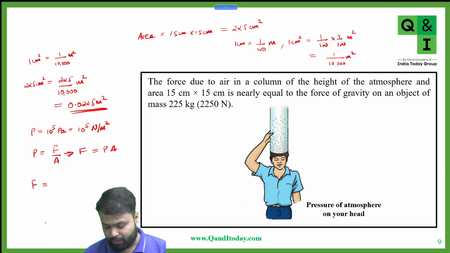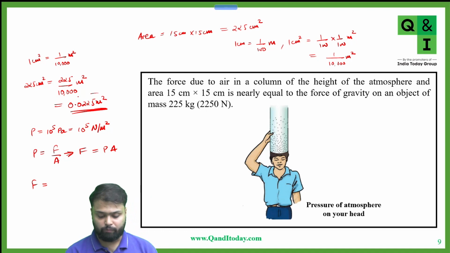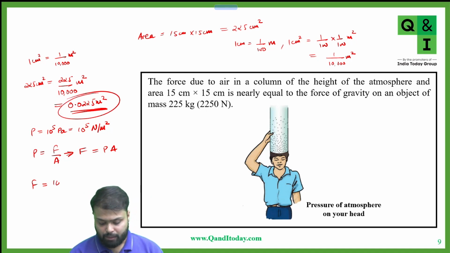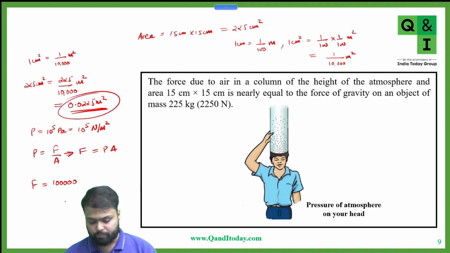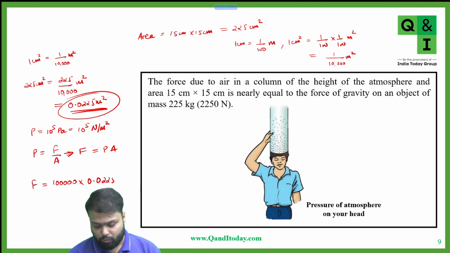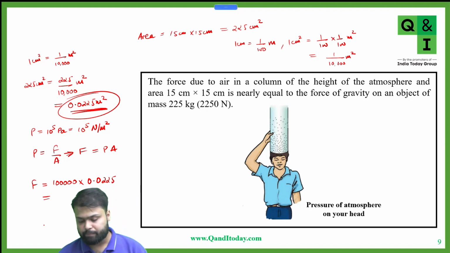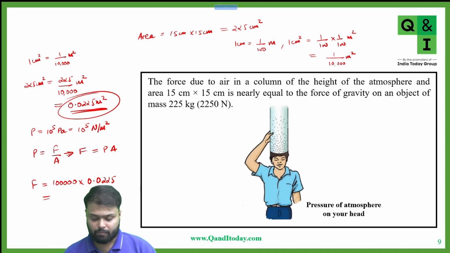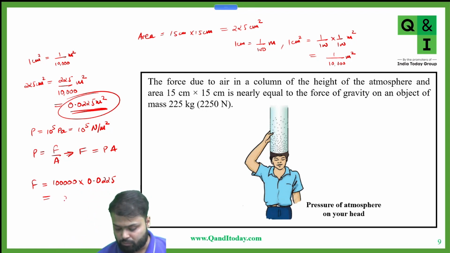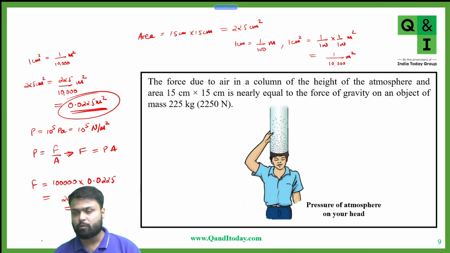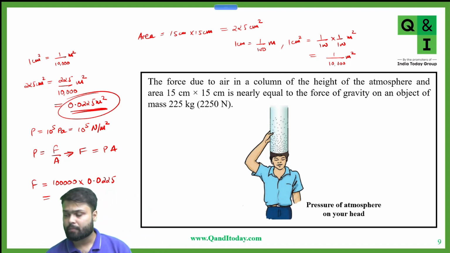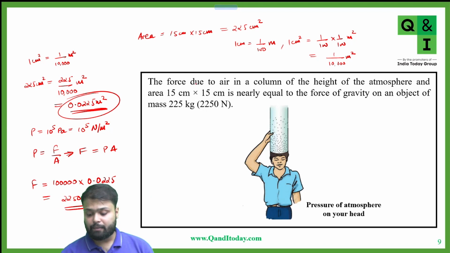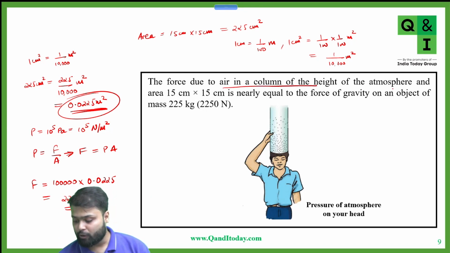Okay, now we calculate the value of force for this much amount of area. We know the pressure is 10 to the power 5, into area, which is 0.0225. Tell me the value of this multiplication. Is it 2250? Yes, 2250 Newton. Yes or no? Yes.